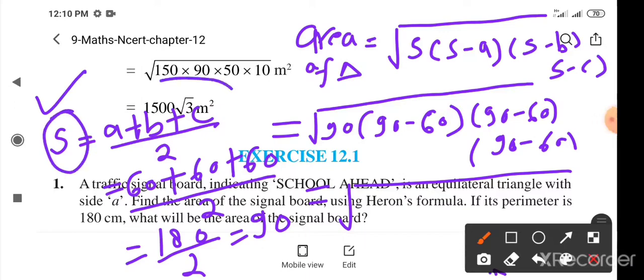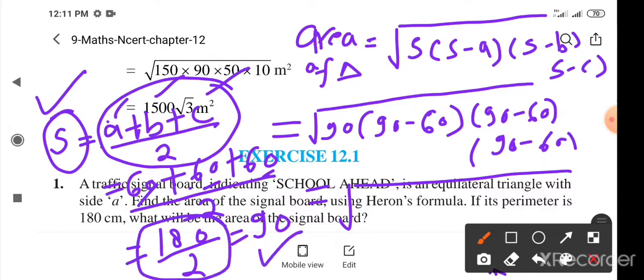And the value of S is (A plus B plus C) upon 2. In that case, as we have to find out the value of A, since it is an equilateral triangle, therefore A, B and C will all be equal: 60, 60 and 60. 60 plus 60 plus 60 upon 2, that means 180 upon 2, and it is coming 90. That means the value of S is 90.